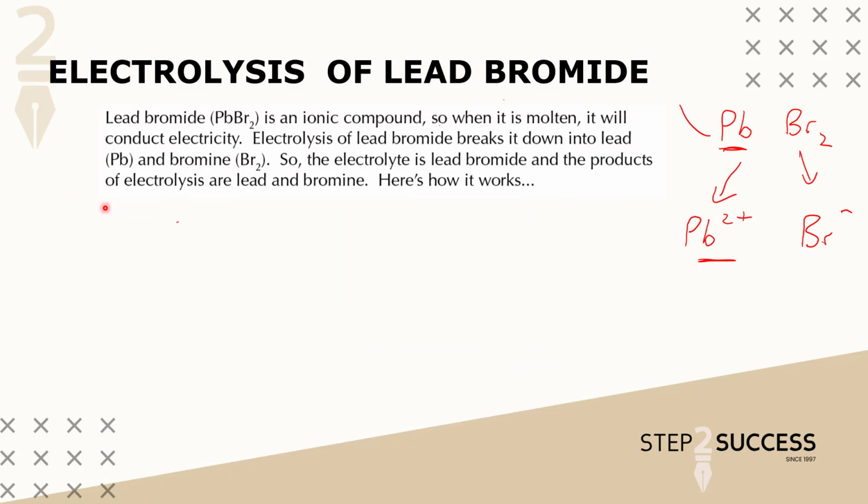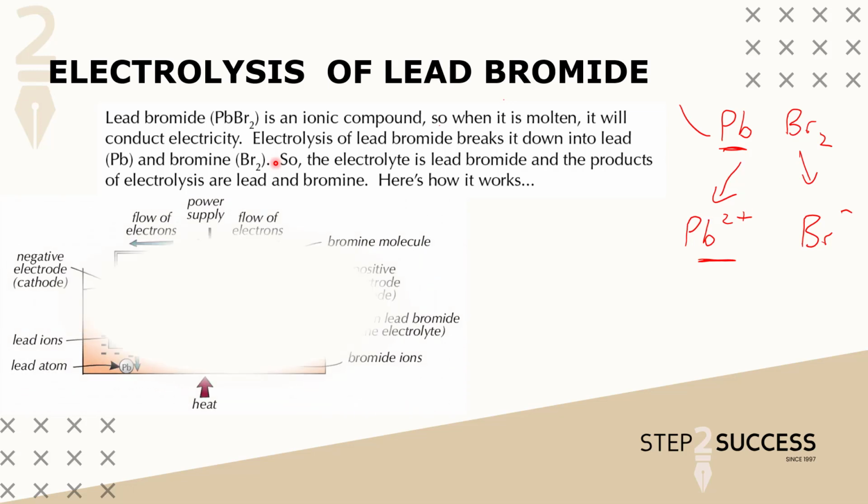So, first of all, lead bromide is an ionic compound. So when it is molten, it will conduct electricity. Electrolysis of lead bromide breaks it down into lead and bromine. Remember, the whole purpose of doing electrolysis is to separate the compound. So if your compound here is PbBr2, we want to get back to lead and back to bromine ideally.